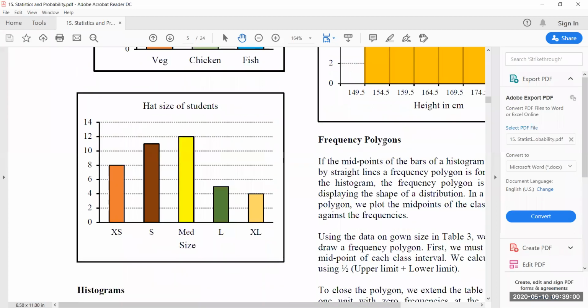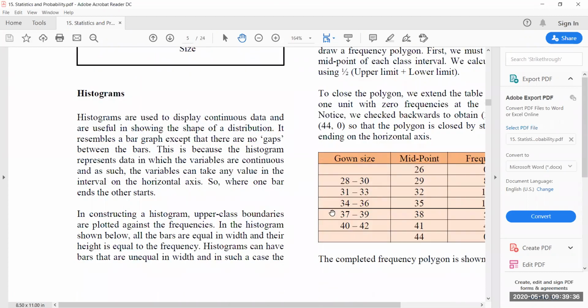All right. Hat sizes. Somebody else besides Shishmita want to tell me the sizes of the hats? The extra small is 8. The small is 11. The medium is 12. The large is 5, and the extra large is 4. Correct. So let's move on to histograms now.